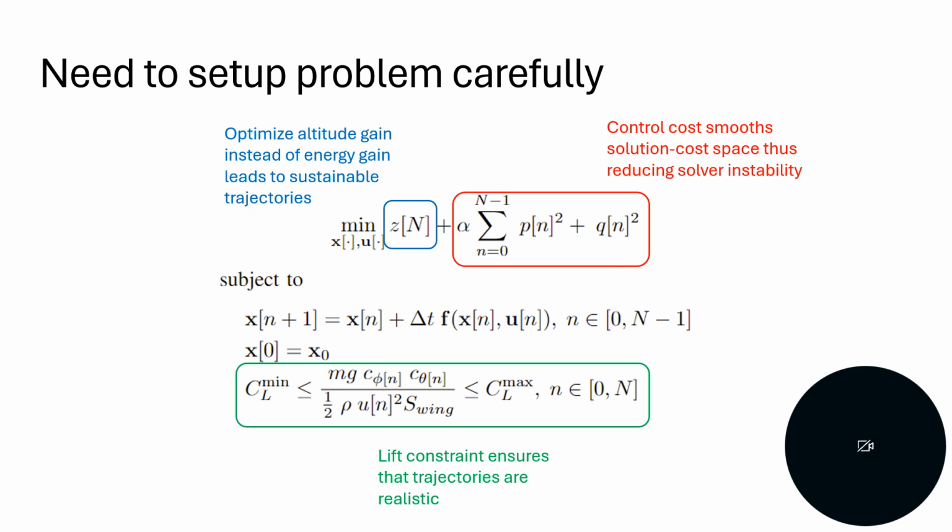In particular, we need to add a control cost in order to reduce the solver's instability, and we also need a lift constraint to ensure that we're producing realistic trajectories. And now for the results.